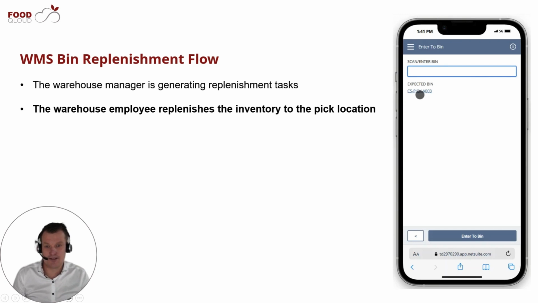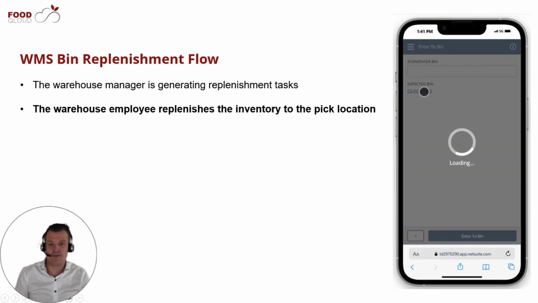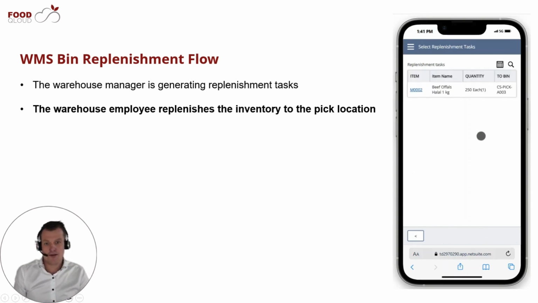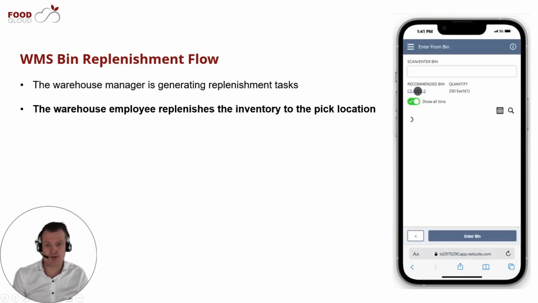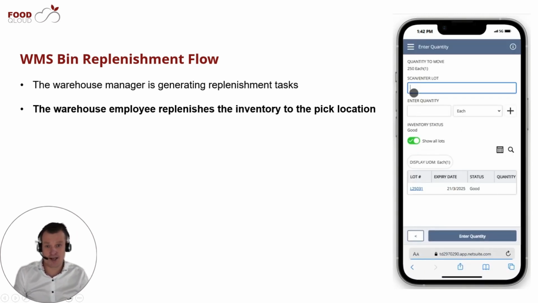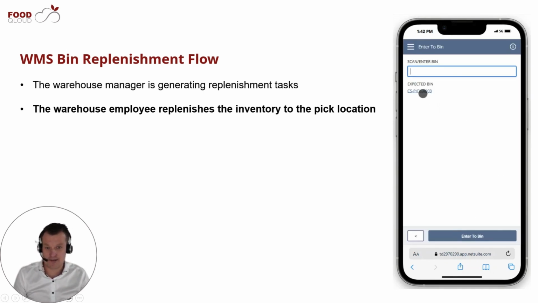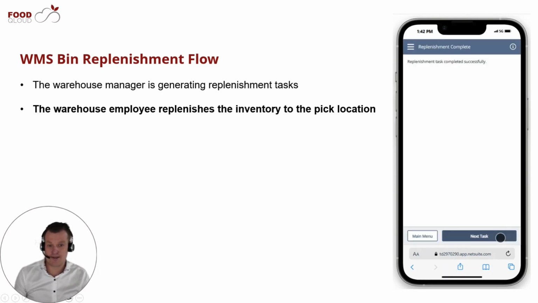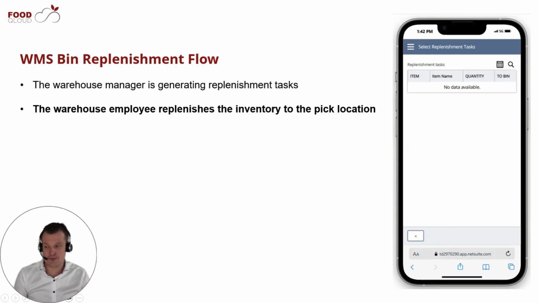And you see here, this is the expected bin. You scan the bin. And you move now the inventory from the storage bin to the pick bin. So one more time, the replenishment task. Scan first the storage bin. Scan the item. Then scan the lot or enter the lot with the quantity. And then scan the pick bin. And that's it. This is the replenishment.